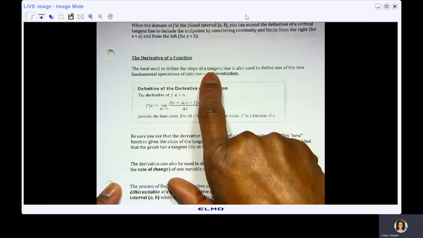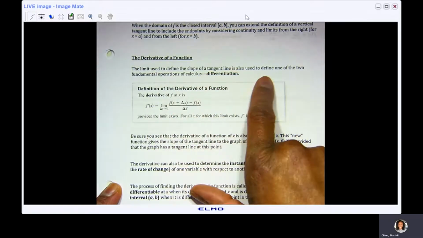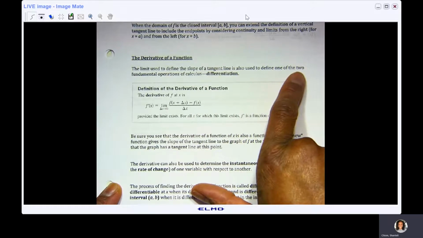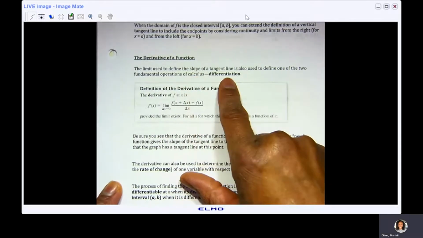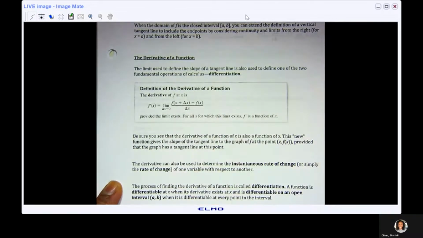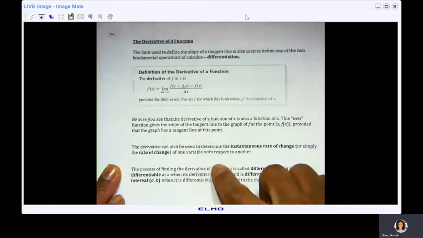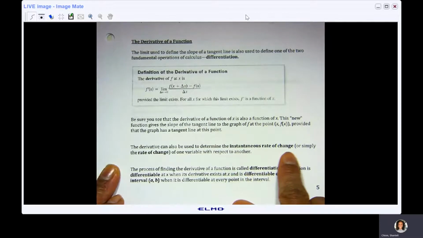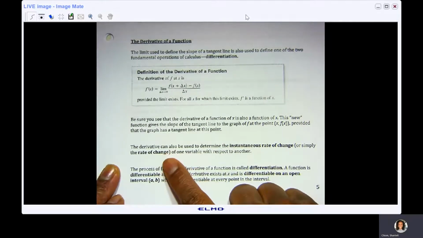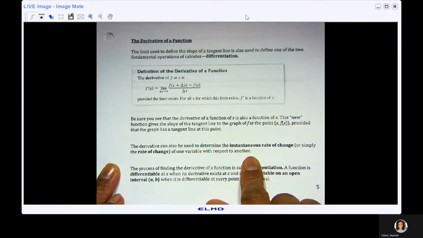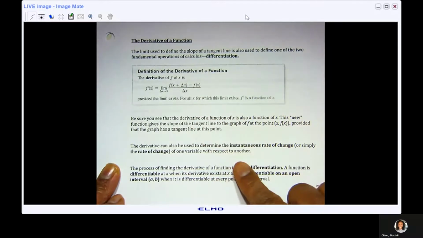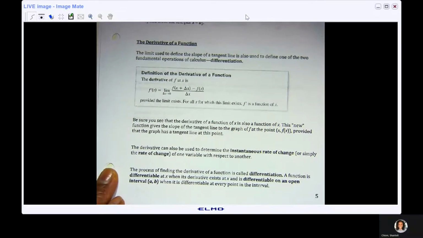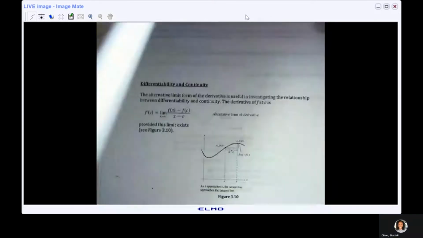So the limit used to define the slope of the tangent line is also used to define one of the fundamental operations of calculus, which is differentiation. Okay? So the derivative can also be used to determine the instantaneous rate of change, the rate of change of one variable with respect to another. That's why they're equal. Remember, instantaneous rate of change, slope of the tangent line is equal to the derivative, or the same as the definition of the derivative. Okay.